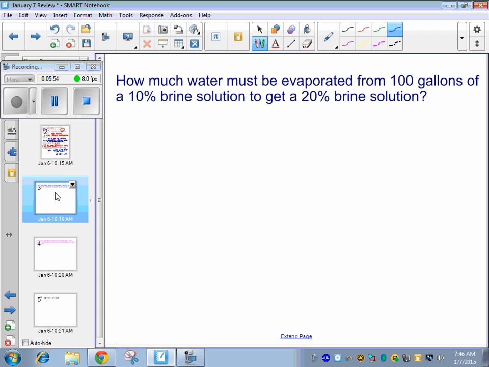So how much water must be evaporated from 100 gallons of a 10% brine solution to get a 20% brine solution? So I have 100 gallons, that is 10% brine. So if you want to use a decimal, 0.10, you can, or you can use 10. Just be consistent with your percents, okay? I'm going to use the whole number 10. We need to evaporate water. So I want to evaporate pure water.